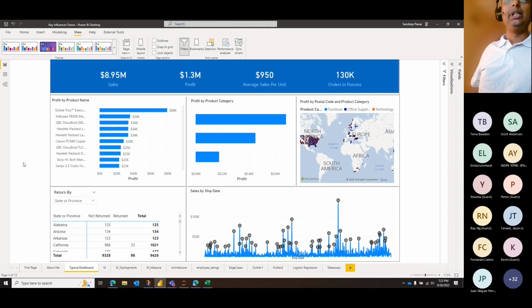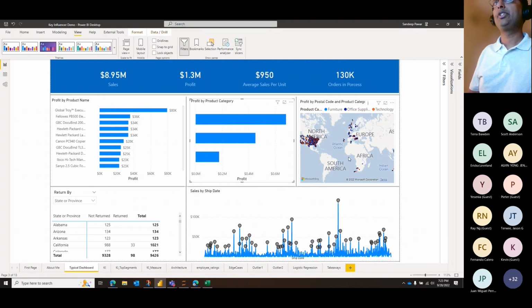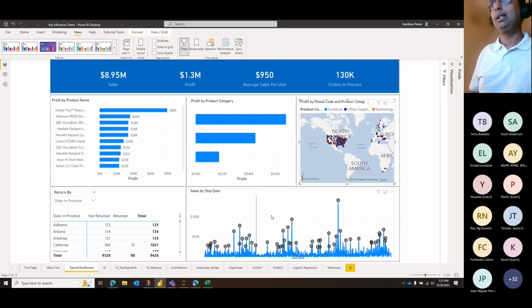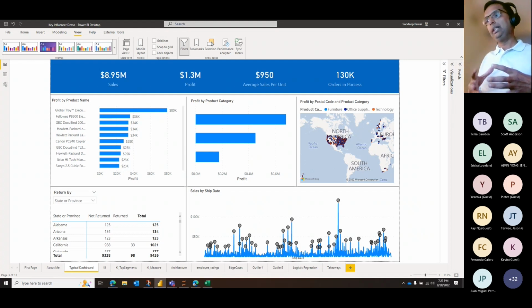So if you ask me, the insight would be something where you have the data, and usually 99% of the times it is backward looking, historical data. So we have, in this case, for example, profit by different products, then the profit by product category, then some mapping going on, and then some sales trends, and things like that. And when you present it to your users, the idea is that we have something that has happened.